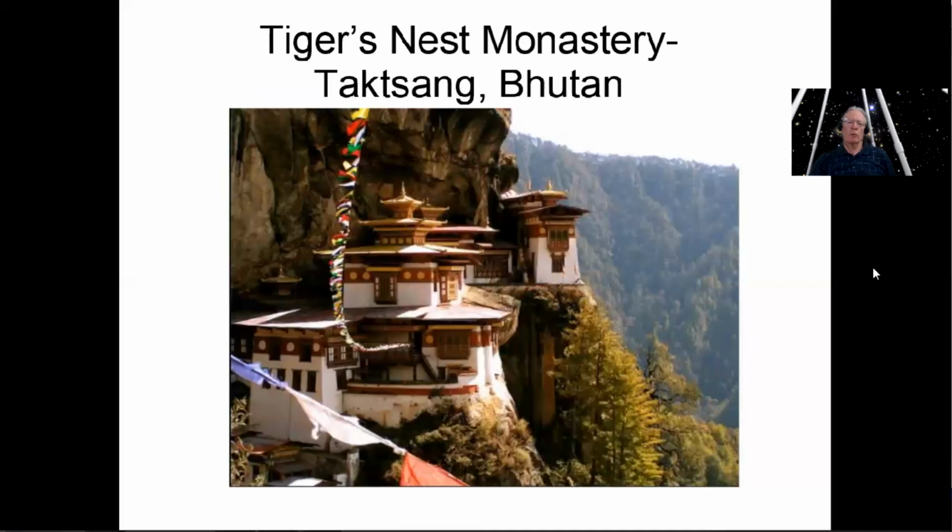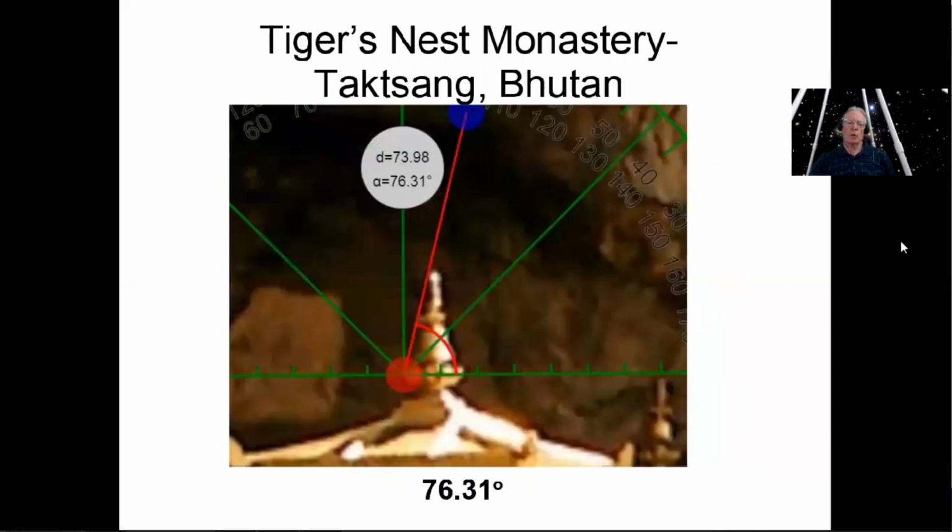Here's an example of a very famous monastery based in Bhutan called the Tiger's Nest Monastery, and once again you'll see at the top here these same kinds of pyramidal objects which demonstrate the geometry of the Stargate Pyramid and the geometry of creation.